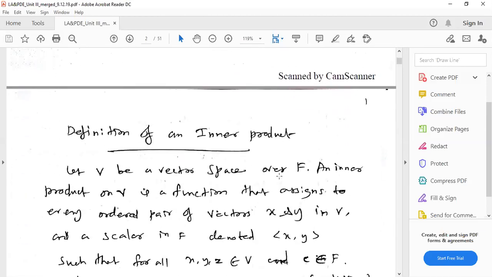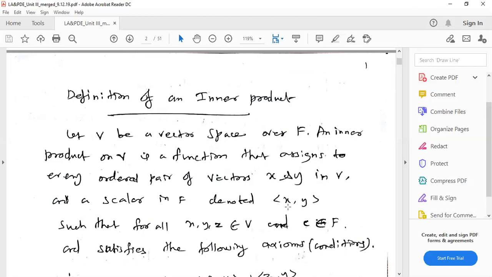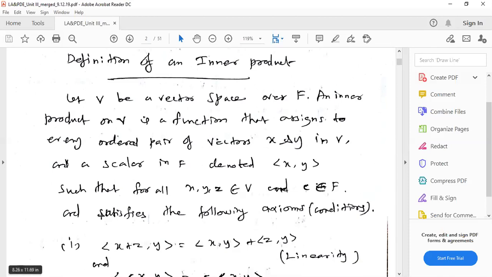Definition of inner product. Let V be a vector space over F. An inner product on V is a function that assigns to every ordered pair of vectors x and y in V a scalar in F, denoted by inner product of x comma y, such that for all x, y, z belonging to V and c belonging to F, it satisfies the following axioms.